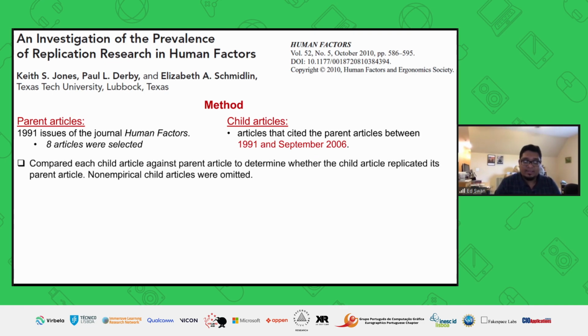Next, they compared the child article against the parent article to determine whether it was replicated or not. Any non-empirical child articles were omitted. So it is finding the parent article and child article, then comparing the two papers together and saying whether it was replicated or not, just simple like that.